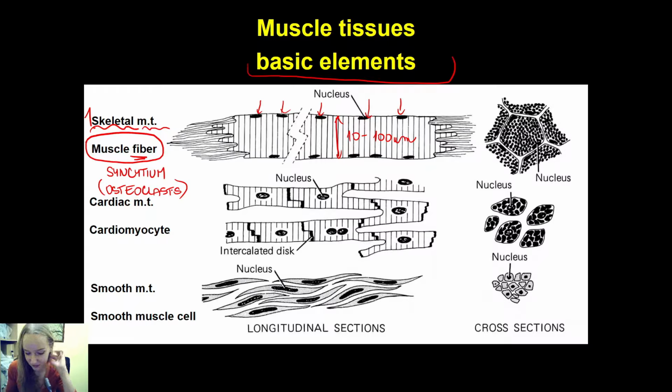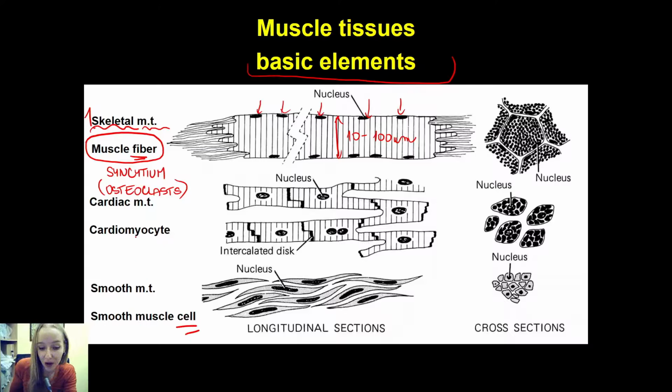So, in the other two types of muscle tissue, the basic units are cells. In cardiac muscle tissue and smooth muscle tissue, we have cells. Yeah? Smooth muscle cells and cardiomyocytes are also cells. So, just remember, for the skeletal muscle tissue, we have fibers, and for the other two types, we have cells, which are connected together somehow.